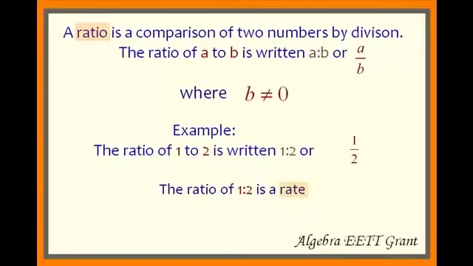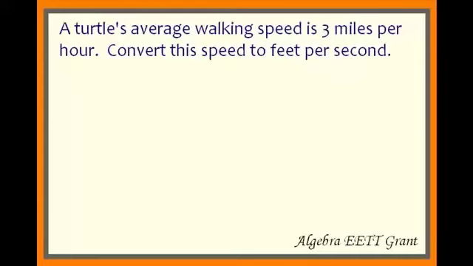So let's do an example of ratios. A turtle's average walking speed is about 3 miles per hour. Convert this speed to feet per second. Remember, anytime you hear per, that means you're going to divide by that. So we have 3 miles divided by 1 hour and we want to convert that to feet per second.